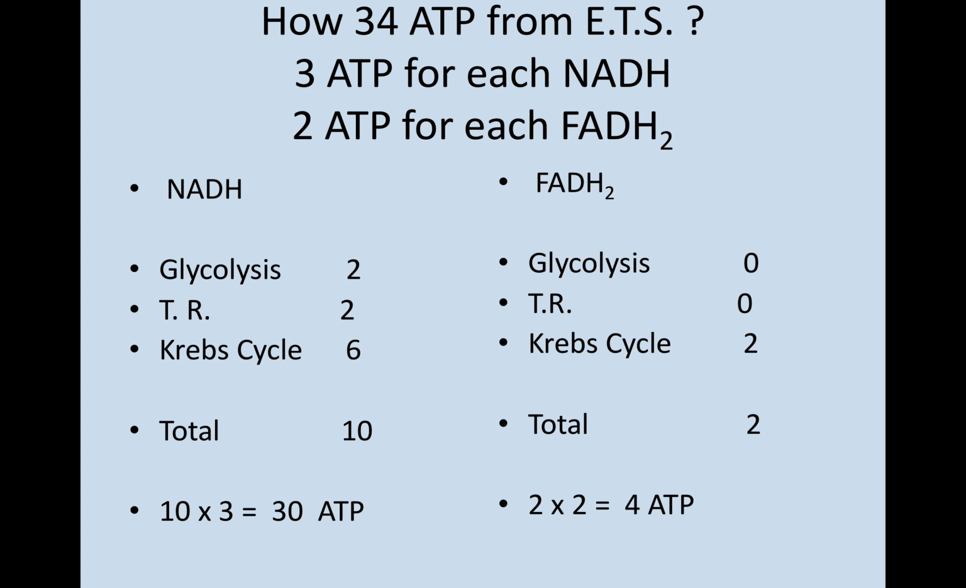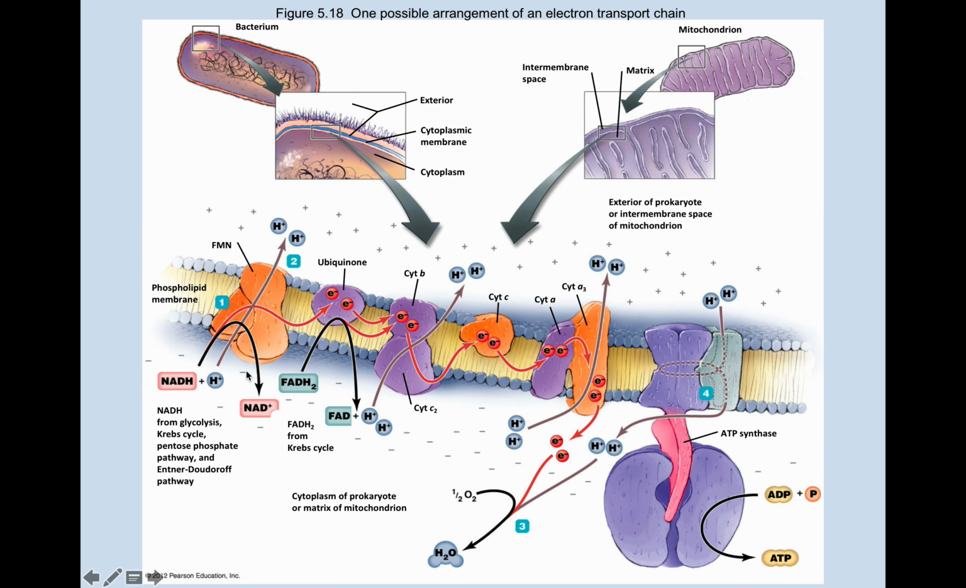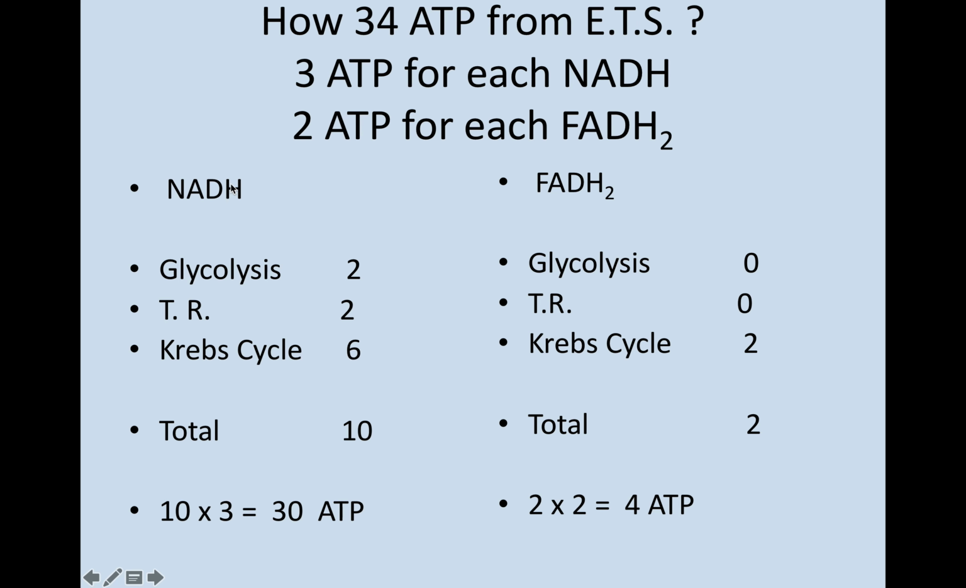Now, how do we get 34 ATP from the electron transport system? So we get 3 ATP for every NADH and 2 ATP for every FADH2. So you get more ATP from NADH than FADH2, and I can kind of explain that here. NADH gives electrons right away to this initial cytochrome, which results in hydrogen being pumped out right away. FADH2 doesn't donate electrons until this second cytochrome, and eventually will pump out hydrogen. So NADH, you're going to get protons pumped out right away, and FADH2 is going to be delayed a little bit. So you get more ATP for the NADH.